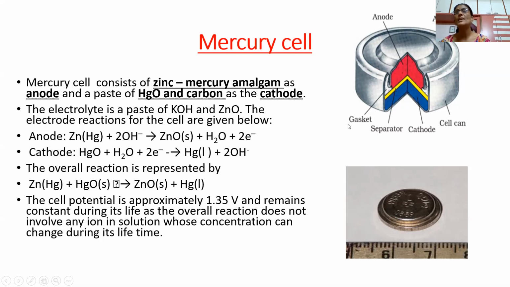This is the diagram given. Diagram they will not ask. This red part is the anode, this yellow part is the separator, and the blue part is the cathode. And in between, the electrolyte is filled. So this is known as the mercury cell. Dry cell and mercury cell are primary cells.